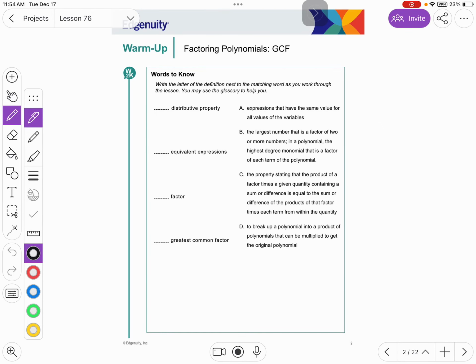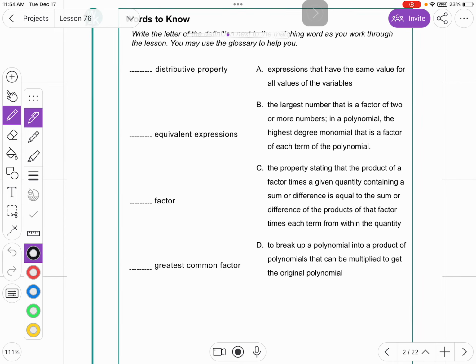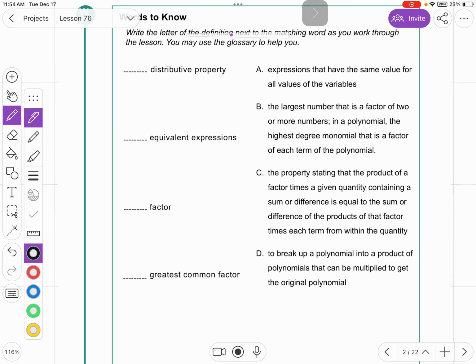Okay, so let's go over some terms that we're about to use. To factor is to break up a polynomial into a product of polynomials that can be multiplied to get the original polynomial. That's called factoring. The greatest common factor is the largest number that is a factor of two or more numbers. A factor is just a number that divides a number evenly, so that's B. Equivalent expressions are expressions that have the same value, and so that leaves C.